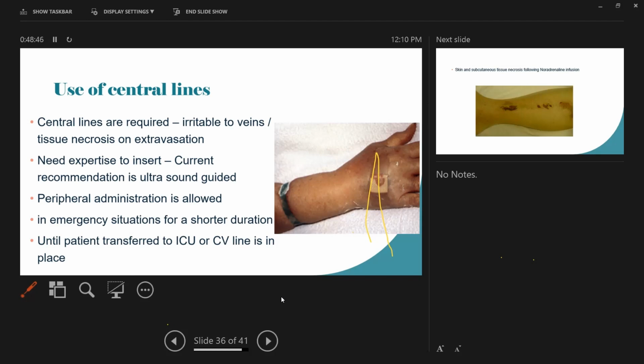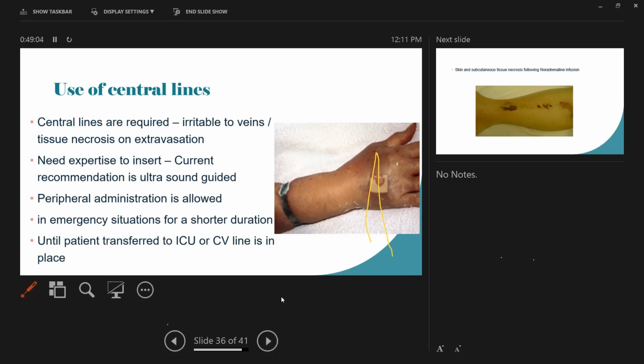But the problem with the ultrasound, so the central line, is you need expertise to insert, and now the current recommendation is you have to use an ultrasound machine to insert wherever you're going to insert these patients. So those are the safety measures. So it will take some time for you to insert these lines.